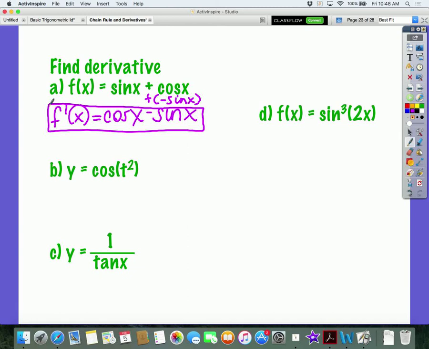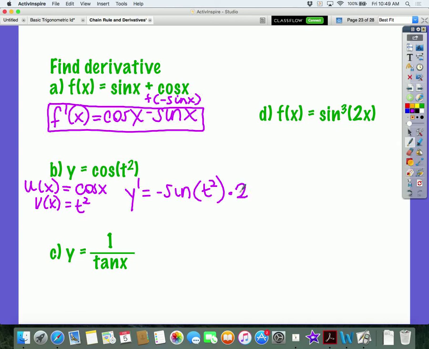Over here, with this one, y equals cosine t squared. It is a chain rule. Okay, you have two functions here. What's your outside function? Cosine x. And what's your inside function? T squared. Okay? So remember with chain rule, you take the derivative of the outside with respect to the inside. So what's the derivative of cosine x? Negative sine x, but instead of putting an x, we're going to put the inside function, t squared, and then we multiply that by the derivative of the inside function.